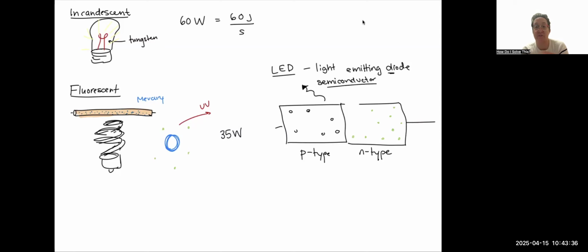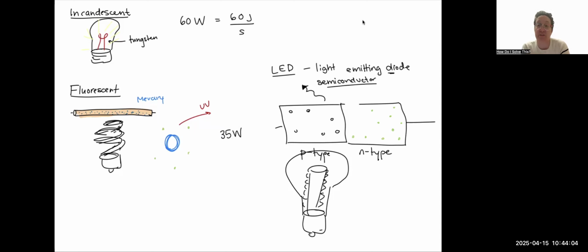And we're actually starting to see sort of a flip-flop where it's now becoming more expensive to buy an incandescent light, because we just don't make as many of them. And so LEDs are, I would say, winning the light efficiency war. They do make LED lights that look like a standard light, and here what it is is just a bunch of little LEDs.